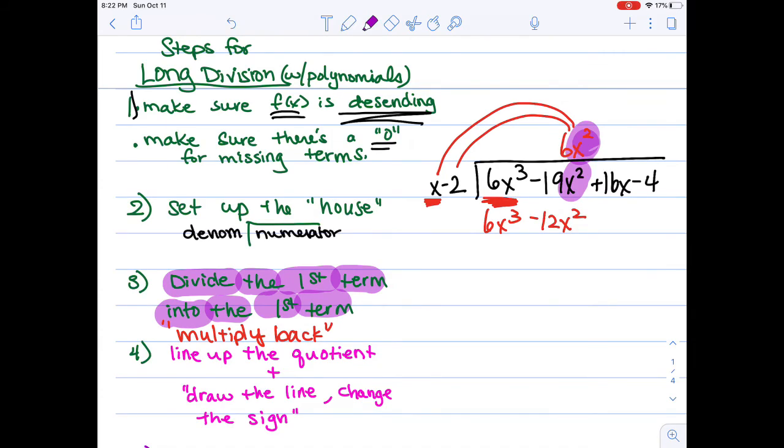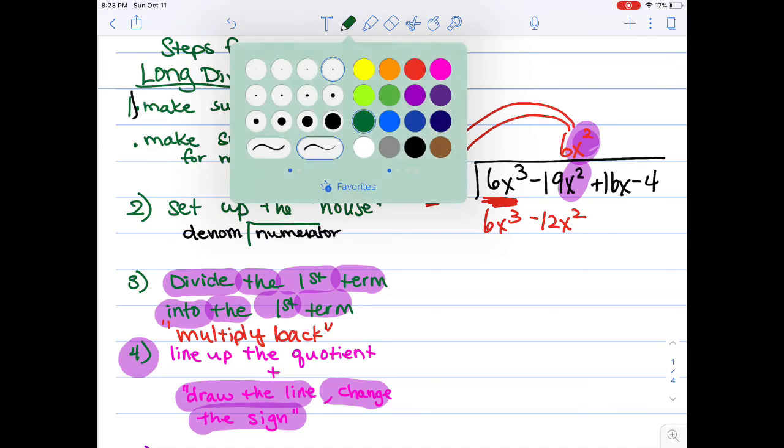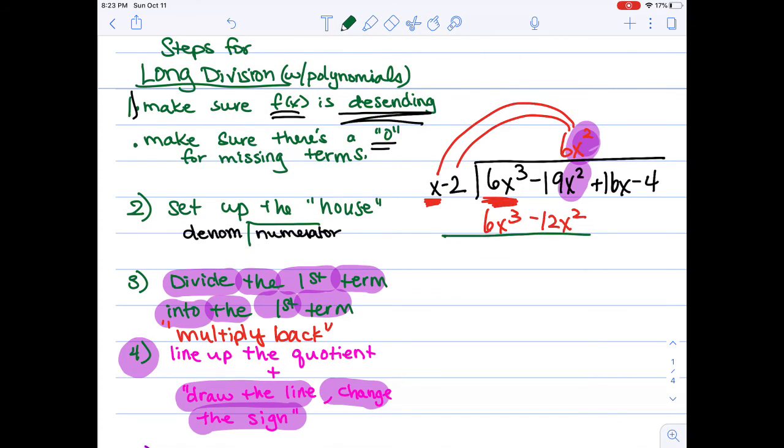Now, step 4, we're going to line up the quotient, draw the line, and change the sign. And here's what that means. We're going to draw the line here, and now we change the signs on the bottom half, aka subtraction, like we used to do for long division. If we did this correctly, these first terms should cancel. If they don't, we've done something wrong. Negative 19 and a positive 12x is negative 7x squared.